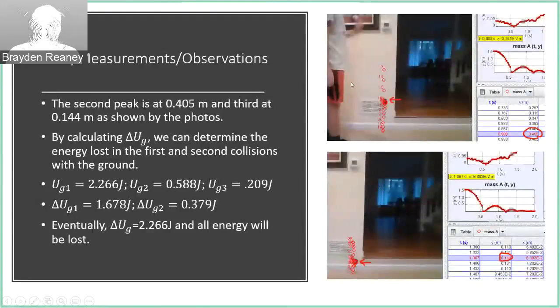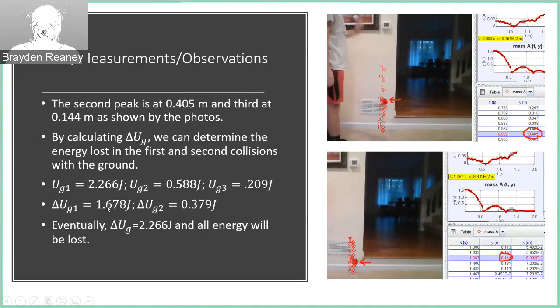Here are my data measurements and observations, and you can see by the two photos, these are where the two peaks are at 0.405 meters and 0.144 meters. And by calculating the change in gravitational potential energy between the peaks, we can determine the energy lost in the first and second collisions with the ground. And here are the gravitational potential energies at the initial position and then at the two other peaks. And here are the changes.